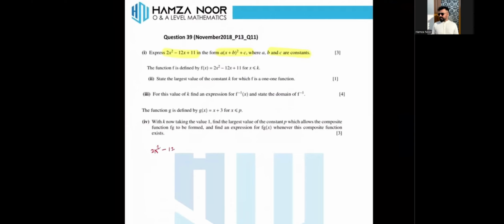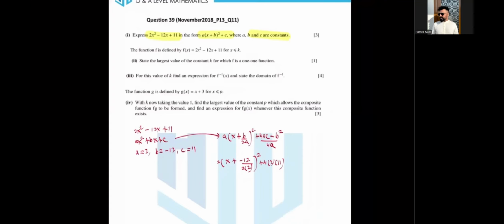So 2x squared minus 12x plus 11 is the general form of the quadratic expression, ax squared plus bx plus c, and we need to convert this into a completing square form. The formula is a multiplied by (x plus b over 2a) whole squared plus (4ac minus b squared) divided by 4a. So a is 2, b is minus 12, and c is 11. So 2 times (x plus minus 12 over 2 times 2) whole squared, and then plus 4 into 2 into 11 minus b squared. In place of b, I write minus 12, so minus 12 whole squared is subtracted and then divided by 4 times 2.